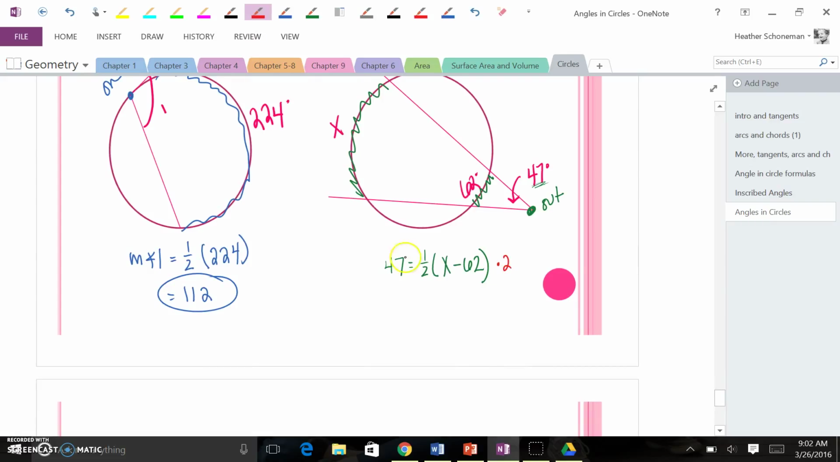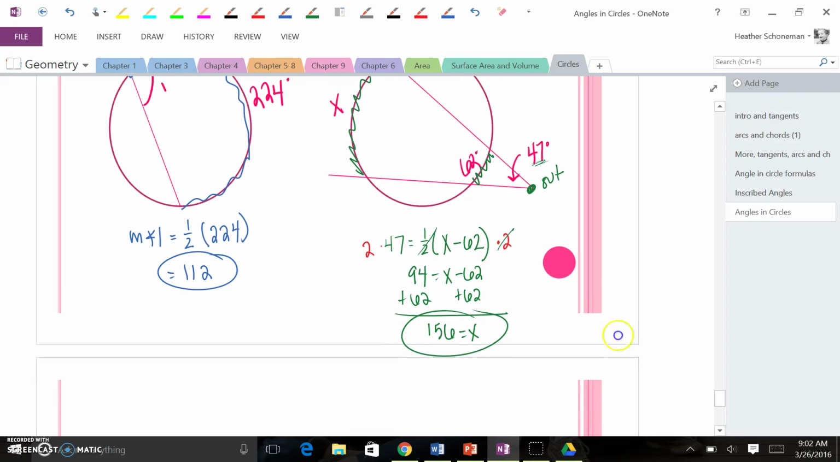Alright, so I'm going to multiply both sides by 2. And I get 47 times 2 is 94. So we get 94 equals, these canceled, x minus 62. Here I need to add 62 to both sides. 94 plus 62 gives me 156. So I get 156 equals x. Done.